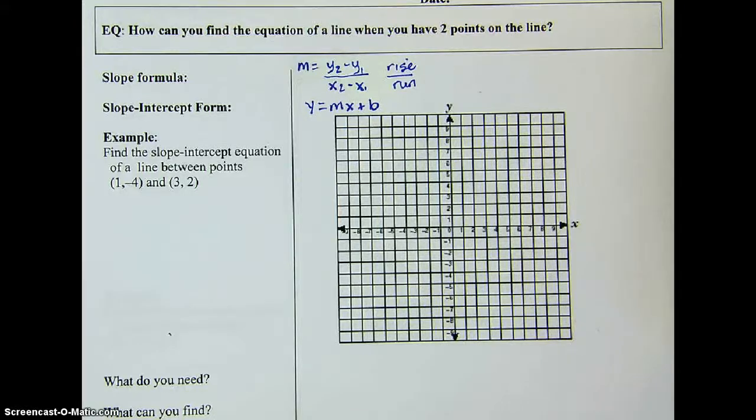Alright, ladies and gentlemen, last class we figured out how to write the equation of a line if we were given a point and a slope. Well, today we're going to figure out how to do it if we're only given 2 points and not a graph. So let's review the stuff we already know.